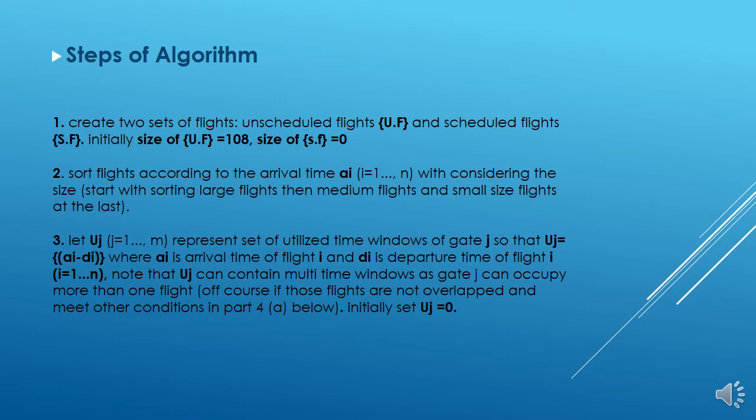Step 3, we will define Uj, where j is the number of the gate, and Uj is the utilized time windows on a gate, where ai is the arrival time and di is the departure time. Note that Uj can contain multiple time windows, as a gate can occupy more than one flight, but of course those flights should not overlap, and they should also fulfill the conditions which we are going to explain.